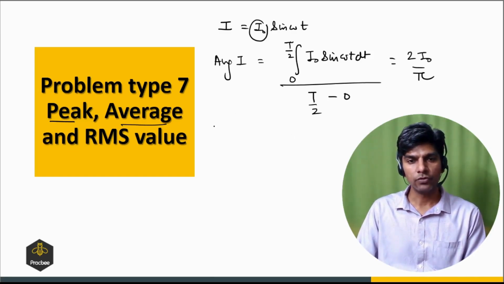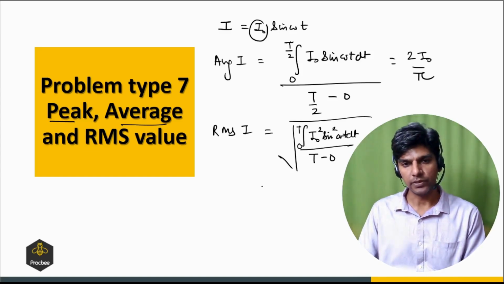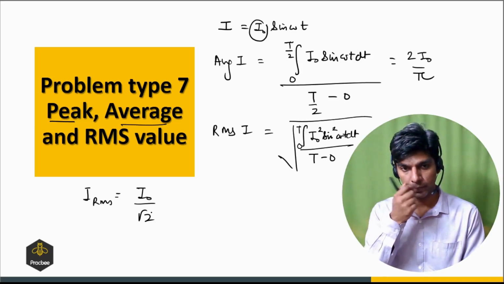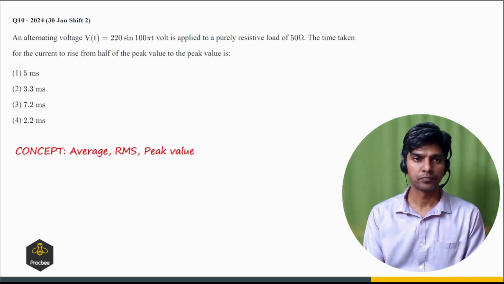And if you talk about the RMS value, it is nothing but the root of the integral of I naught square sine square omega t times dt divided by T minus 0, from 0 to T. This will give us the RMS value, which is root mean squared current. And for a sine function, RMS value is peak value divided by root 2 for a complete cycle or for a long interval of time. So these values you should remember. Let us see a question.